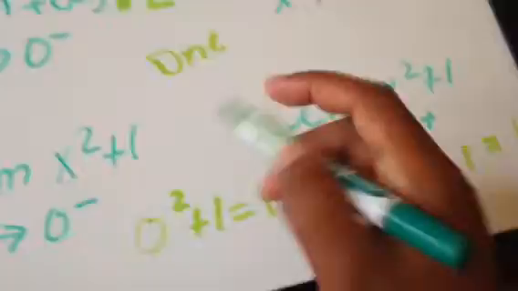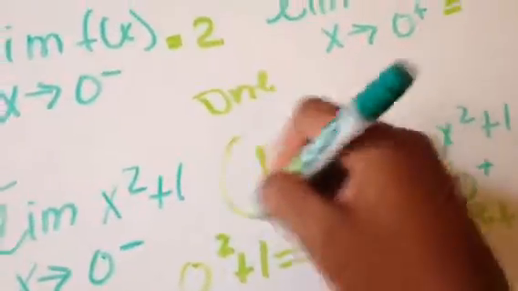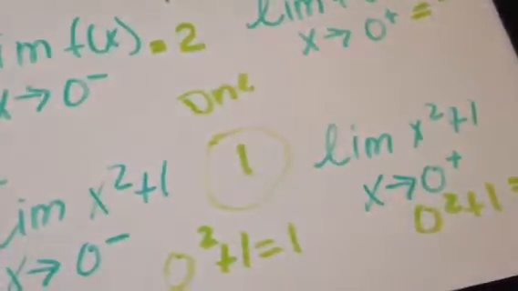So if they're both the same on the left and the right side, this means our limit is 1, and it does exist.